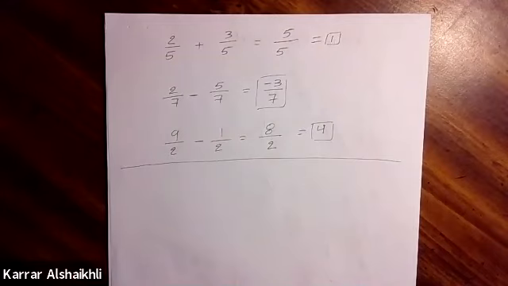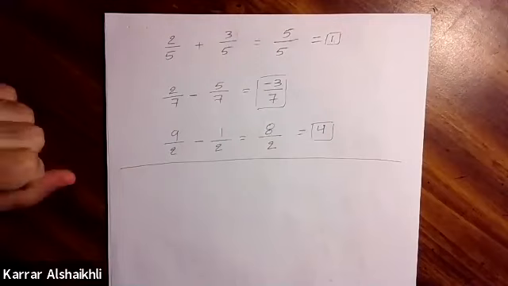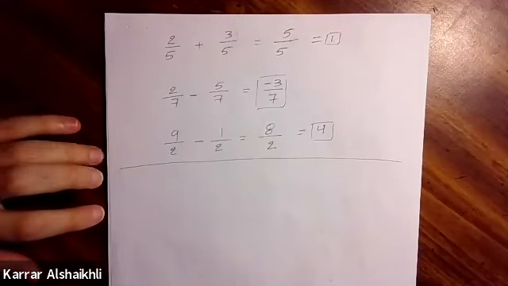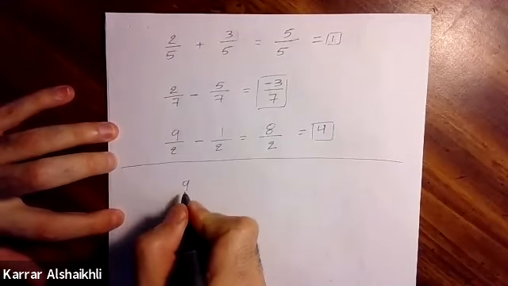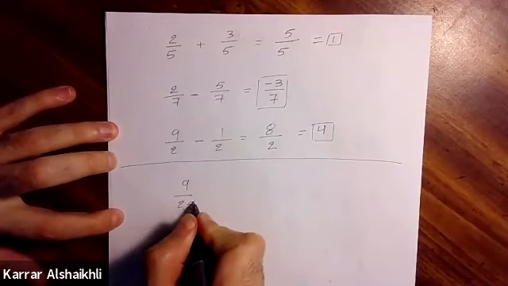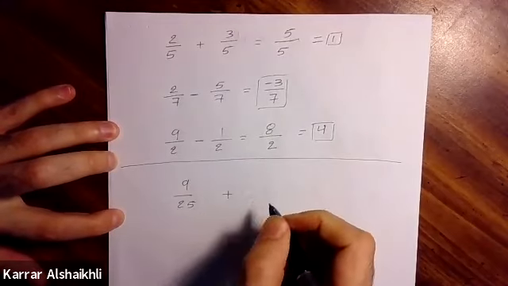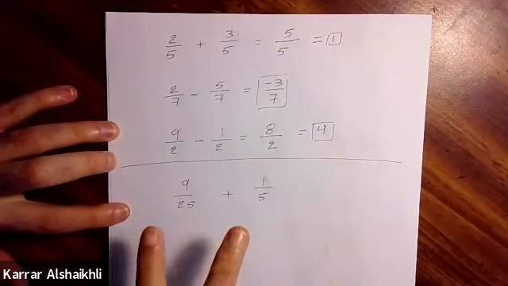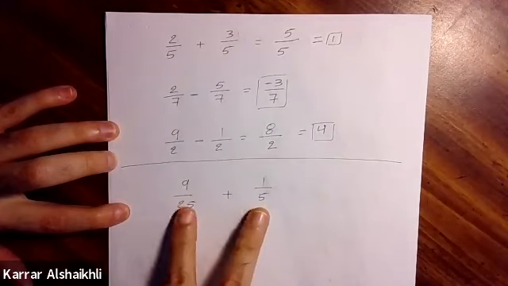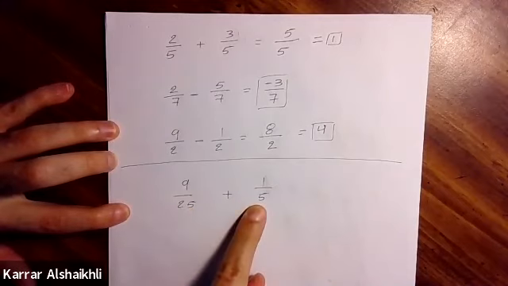Second part, if we add two fractions with different denominators, that's the important thing. If we add two fractions with different denominators, how are we going to solve this one? So here's an example. If we have 9/25 plus 1/5. You see, this is the basic thing. I have different denominators, 25 and 5.